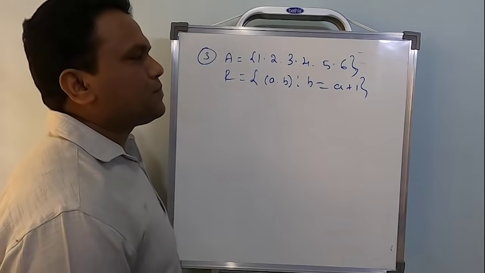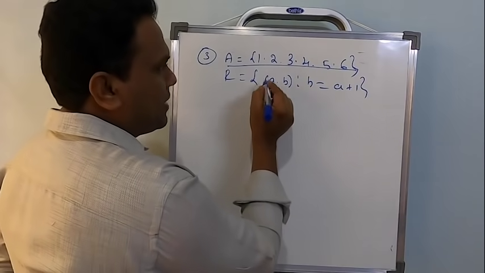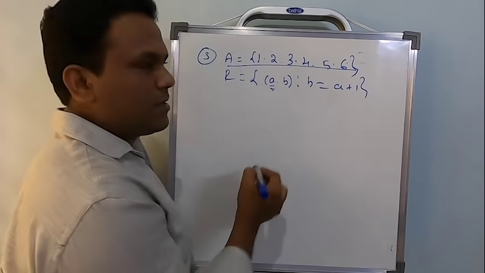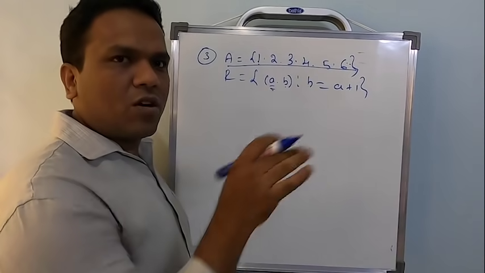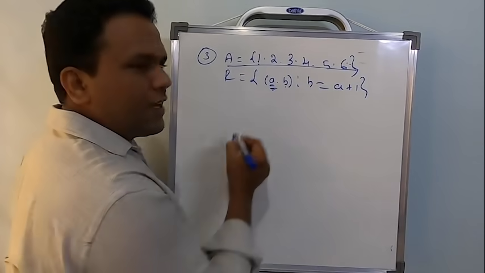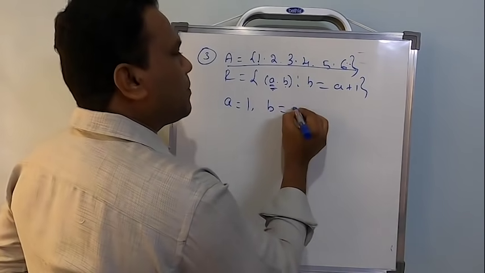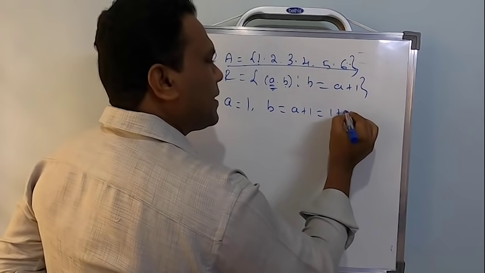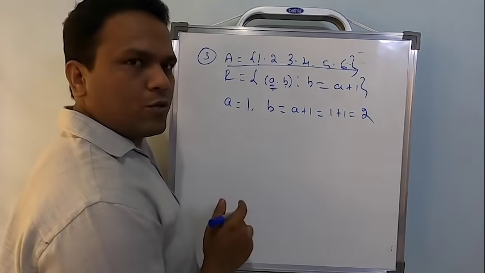Now to check that, remember only one set is given. So that means A takes all the elements from 1 to 6. B also takes all the elements from 1 to 6. A and B values should not cross the set which is given to us. That means we know the value of A already, right? So when A is equal to 1, what is B? B equal to A plus 1 will become 1 plus 1, which is equal to 2. So when A is 1, B is 2.